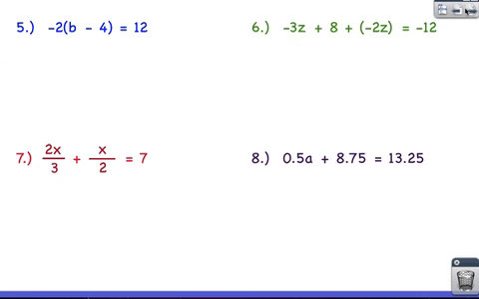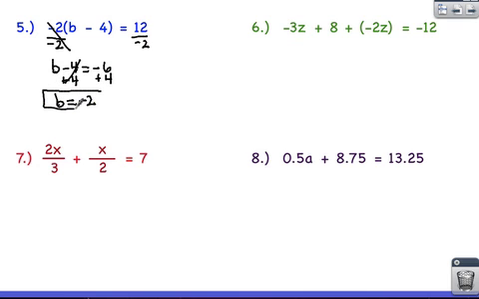Now try these questions, pause the movie, and resume when you're ready. Number 5, we could distribute -2 or divide both sides by -2. b minus 4 equals -6, and then we can add 4 to both sides to get that b equals -2.